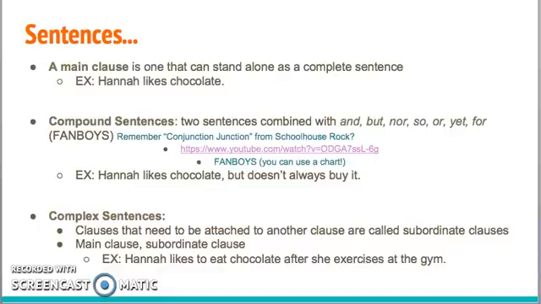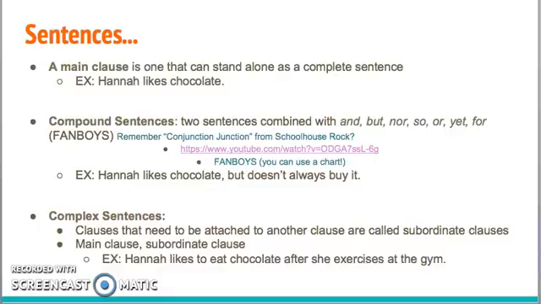Different types of sentences. I'm going to explain these different types of sentences so that when we talk later, you have an understanding. A main clause is one that can stand alone as a complete sentence. For example, Hannah likes chocolate, which is true.